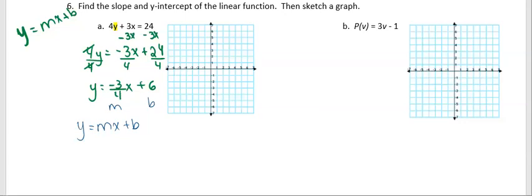So let's graph this. Let's start with the 6. Y equals 6 is right here. So let's go ahead and put our dot there. Now our slope is negative 3/4, which means we go down 3 spaces. 1, 2, 3. And you go down because of the negative. And you always run to the right. So in this case, we're running to the right 4 spaces. 1, 2, 3, 4.